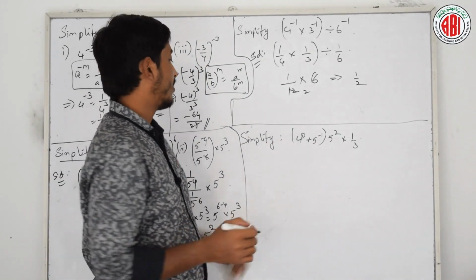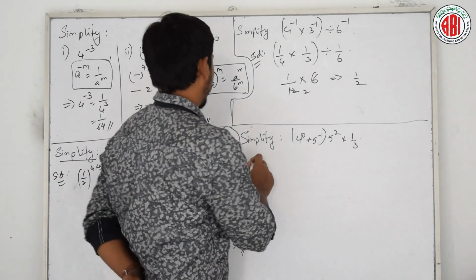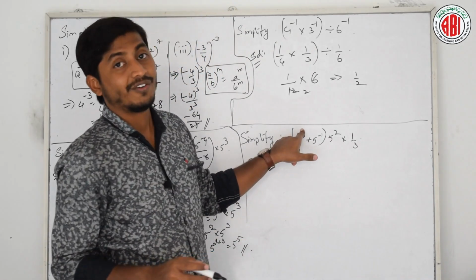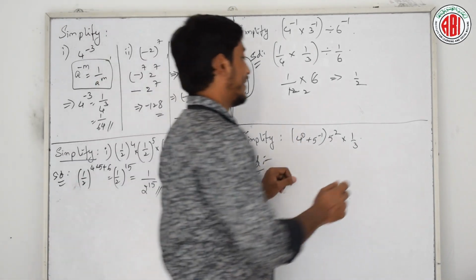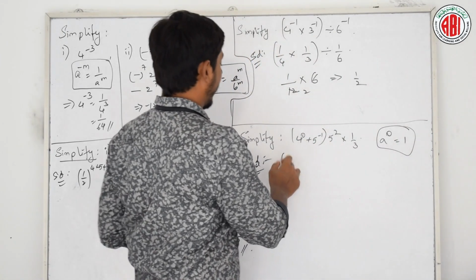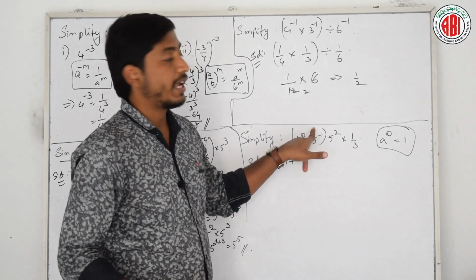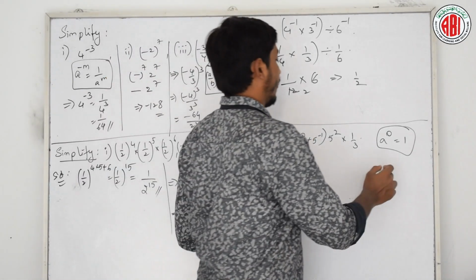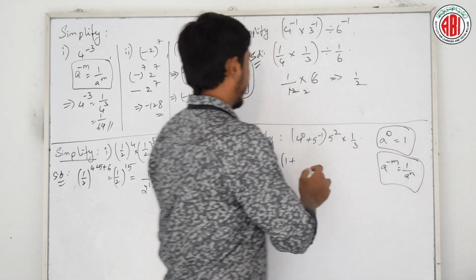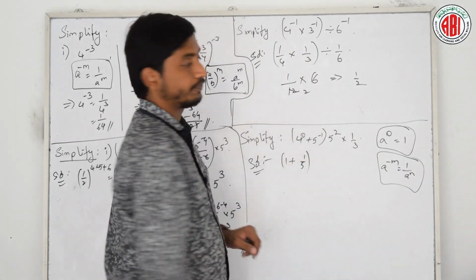Now see here, this is one more question. What is this? 4 power 0. What is the formula? That is, a power 0 is always equal to 1. Therefore, 4 power 0 is 1. 5 power minus 1. Again, there is a formula of a power minus m, that is 1 by a power m. This is 1 by 5.